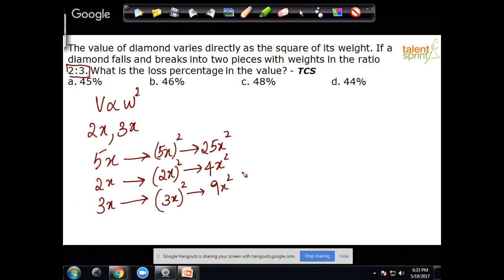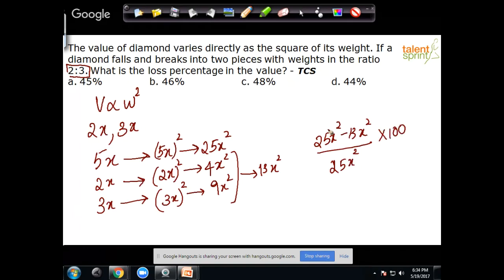So now what can we say? See, earlier the value of the diamond was 25x squared. Now it has become how much? Sum of these two, right? It has broken into two pieces. So the new value of the smaller pieces put together will be 9 plus 4, which is equal to 13x squared. So the value of the diamond has decreased from 25x squared to 13x squared. So what is the loss percentage? The loss percentage is nothing but (25x squared minus 13x squared) divided by 25x squared into 100.